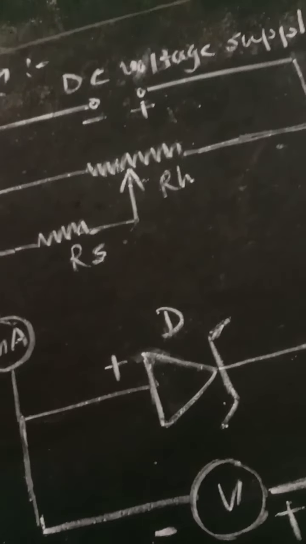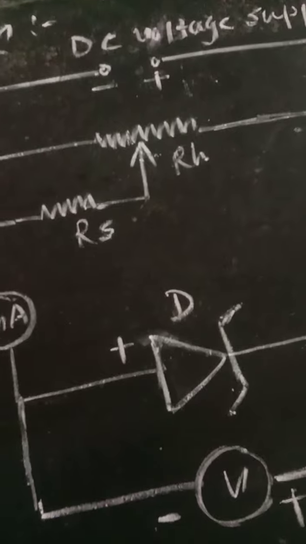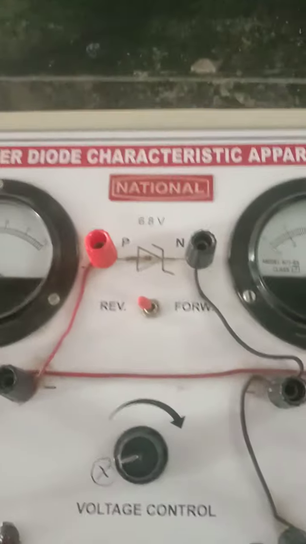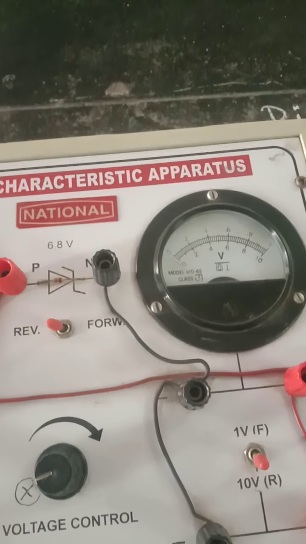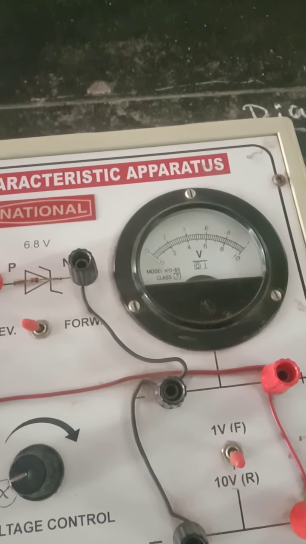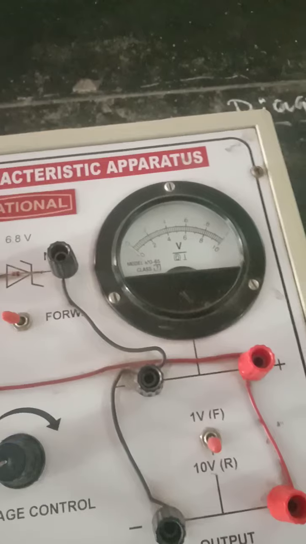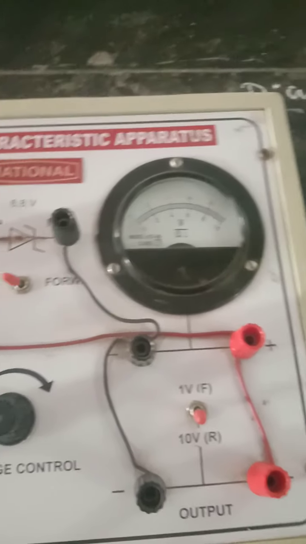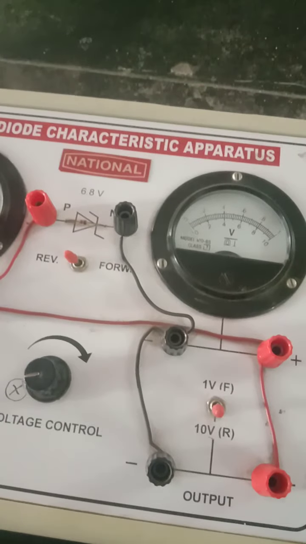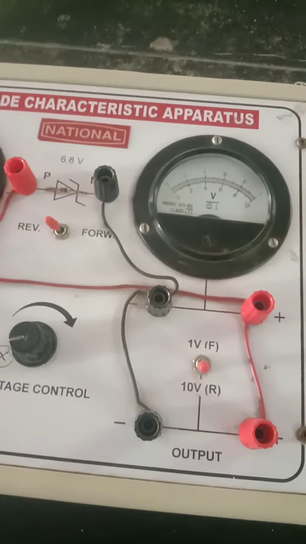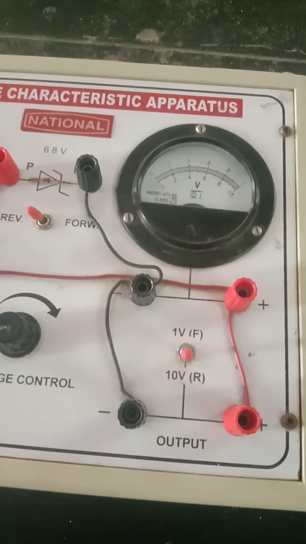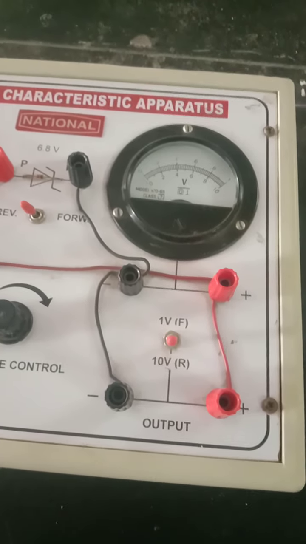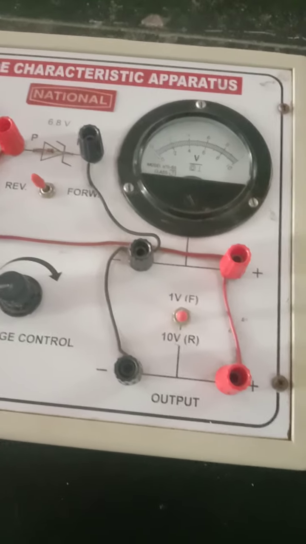And now the aim of this characteristics of Zener diode will be as the aim is to study the reverse bias characteristics of a Zener diode and hence to determine its reverse breakdown voltage. So to study the reverse bias characteristics of the Zener diode and hence determine the reverse breakdown voltage of that Zener diode.